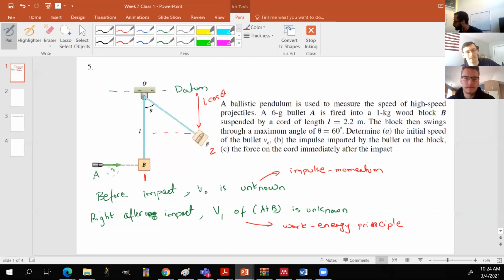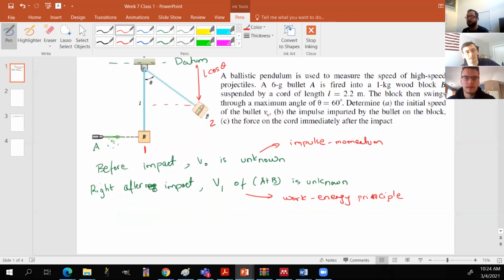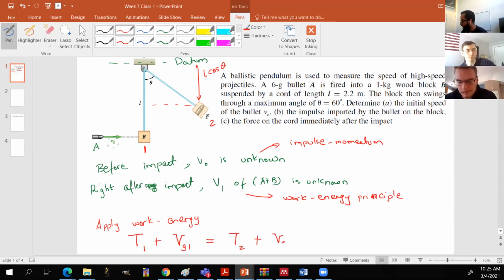All right, so now let's do the energy conservation. That's the easy stuff. So apply the work energy principle. We can say that the kinetic energy at position 1 plus the potential energy due to gravity at position 1 is going to equal the kinetic energy at position 2 plus the potential energy at position 2. There are no non-conservative forces, so I don't need to worry about anything.